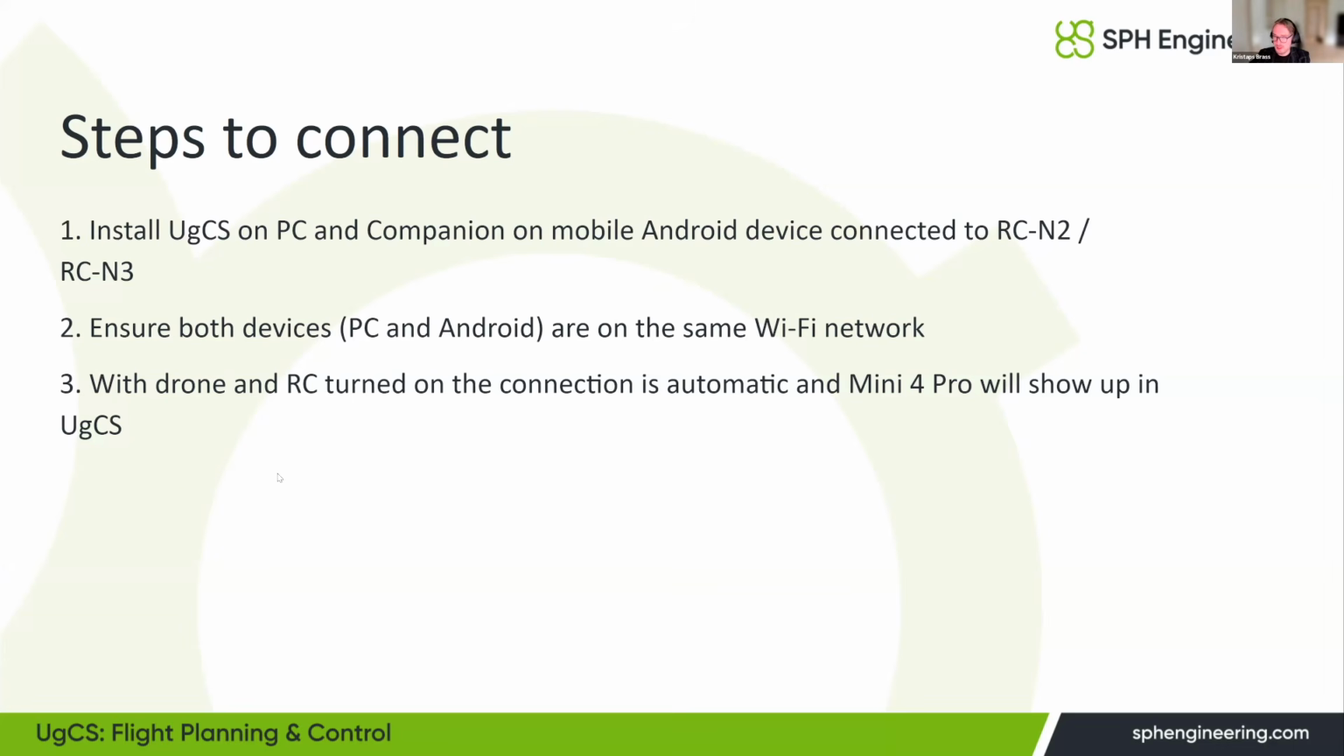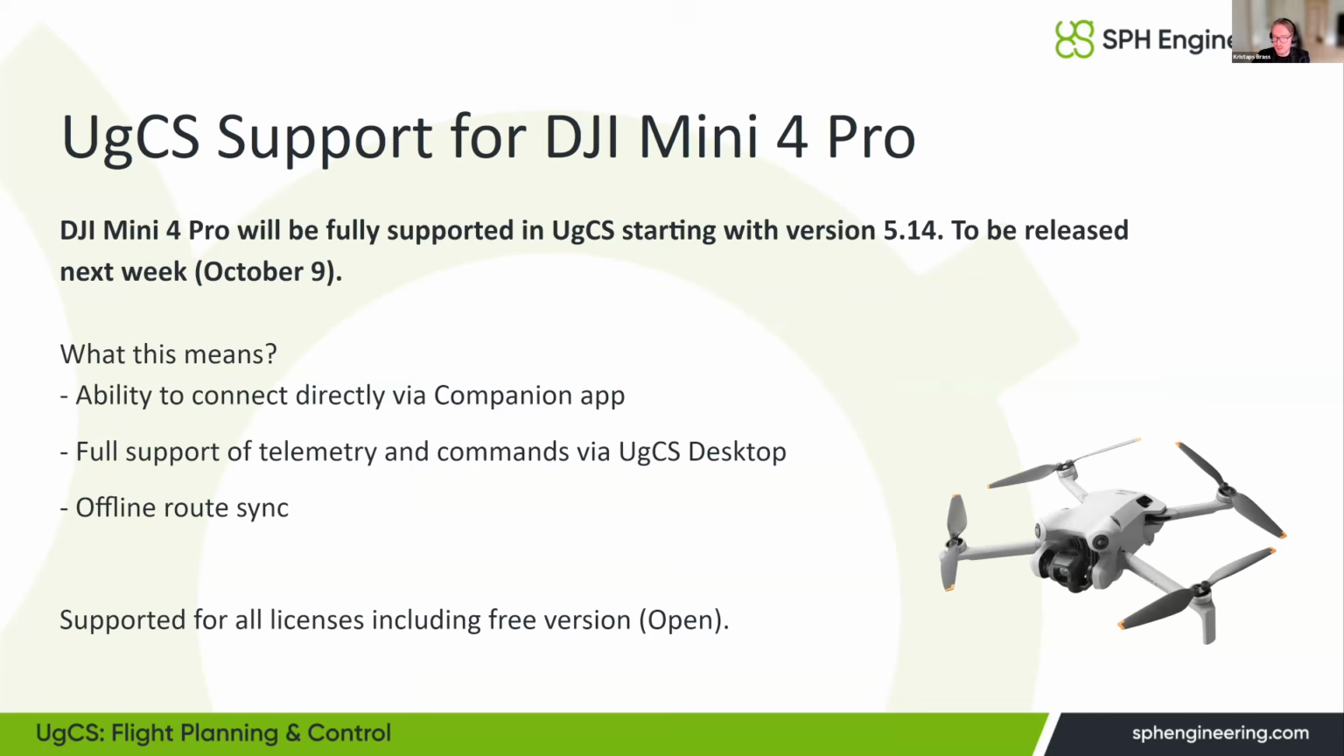And yep, so then essentially once you get both devices on the same network, the drone will simply show up in UgCS automatically, and you'll already be able to work with it, upload missions to it, and so on. So I hope this is clear. In case there are some questions, I'll try to answer them in just a bit. But yeah, quite a simple way.